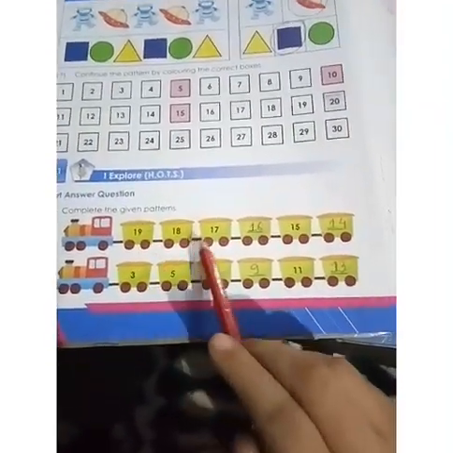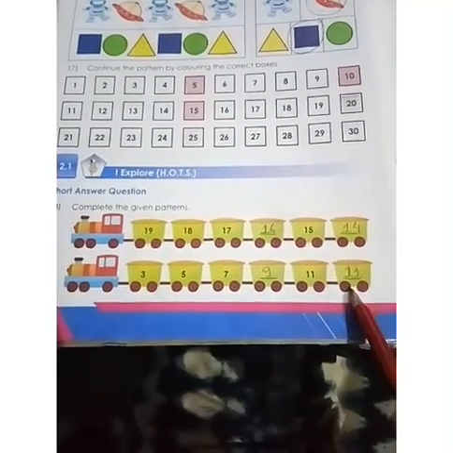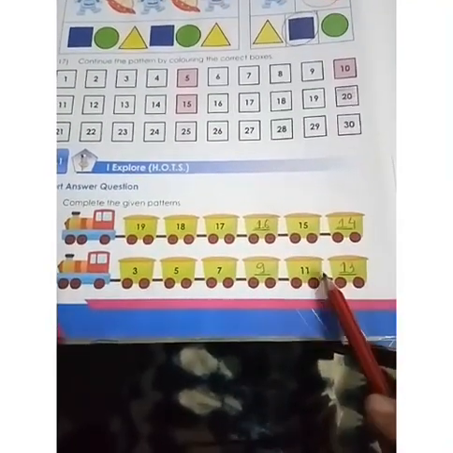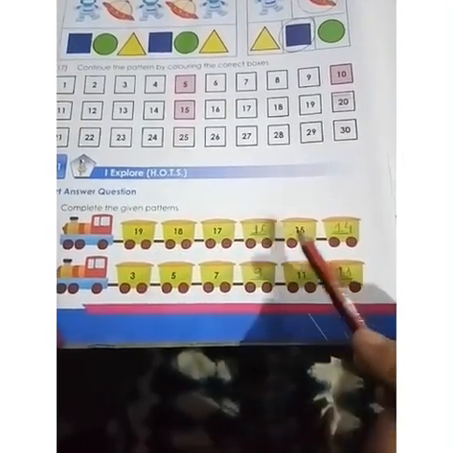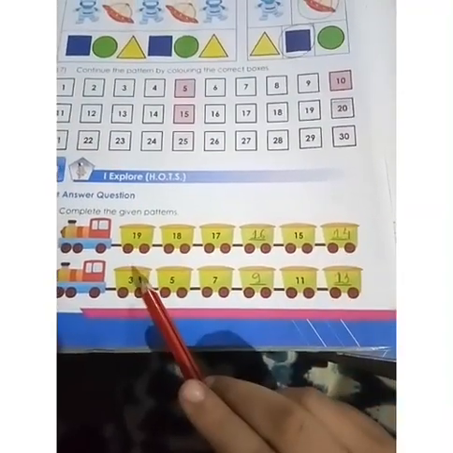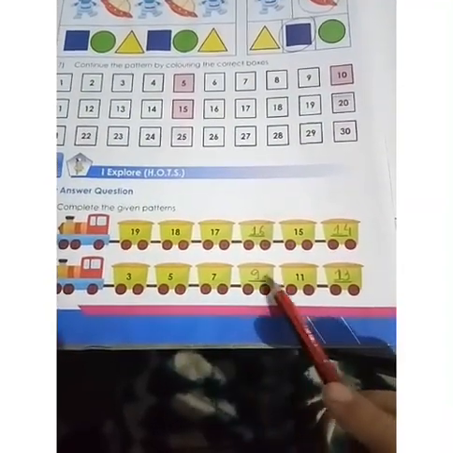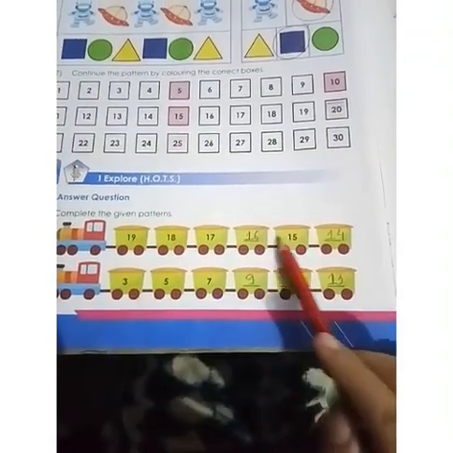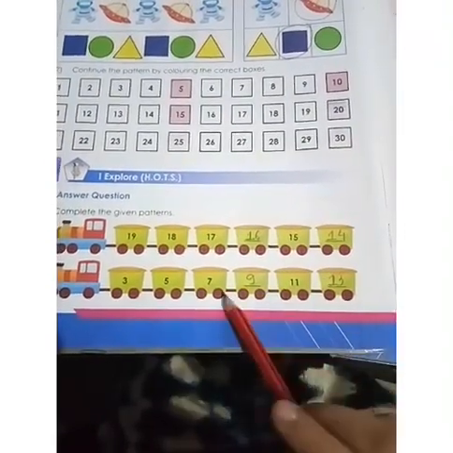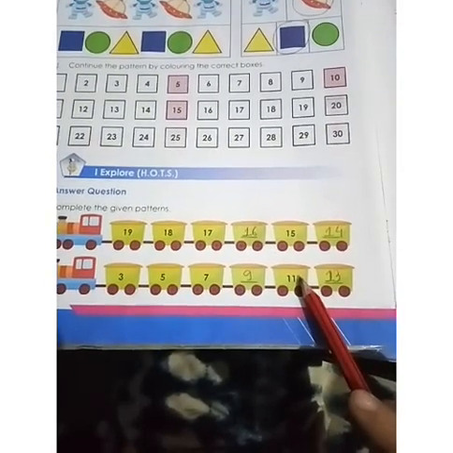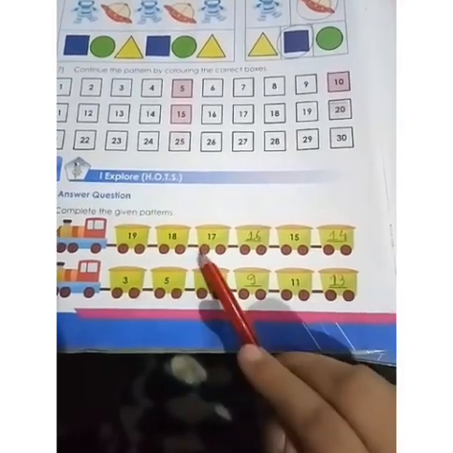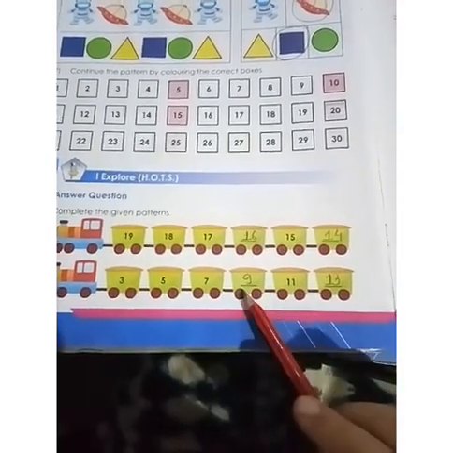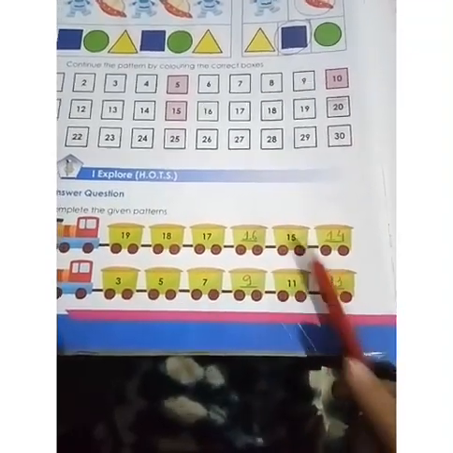Now this is a rail, and here the bogies are given, and we have to put the numbers. This is a pattern involving numbers. So what will come here? It is in reverse: 19, 18, 17, 16, 15 and 14. Next is 3, 5, 7, 9, 11, 13. So this number is decreasing by 1 and this number is increasing by 2, sorry. So 3 plus 2 is 5, 5 plus 2 is 7, 7 plus 2 is 9. So this is a pattern involving numbers.